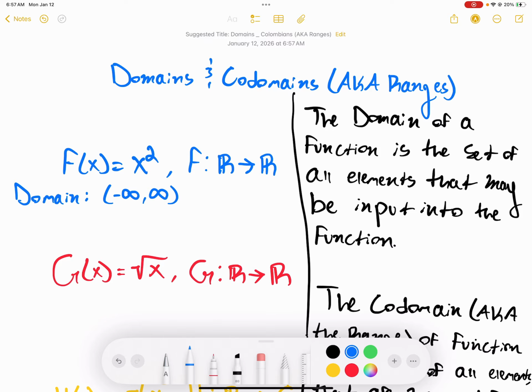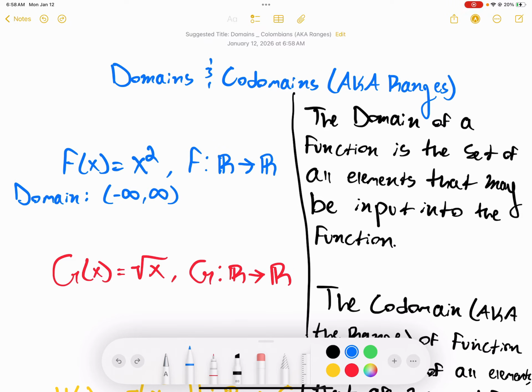Now let's think about the codomain or the range. The codomain is not all real numbers. The codomain is a set of elements from the real number system, but the codomain is not the entire set of the real number system. And let's think about why. f of x is equal to x squared.